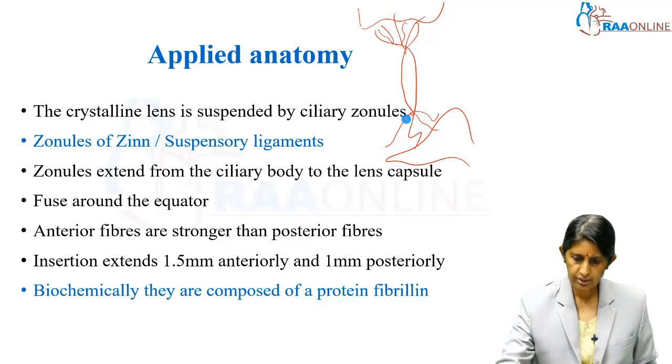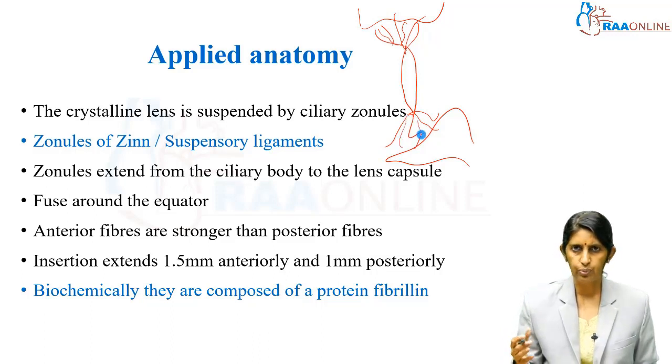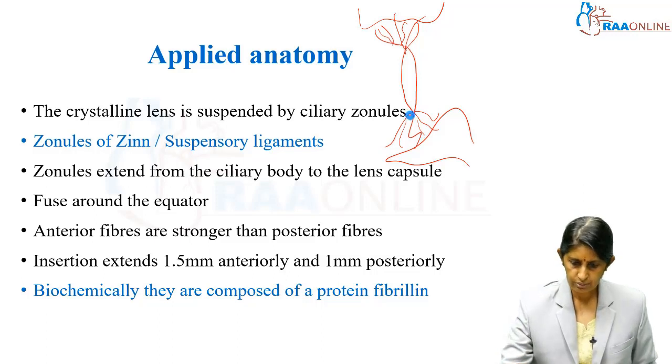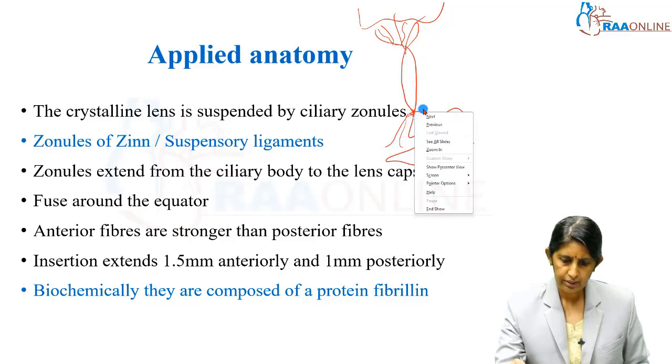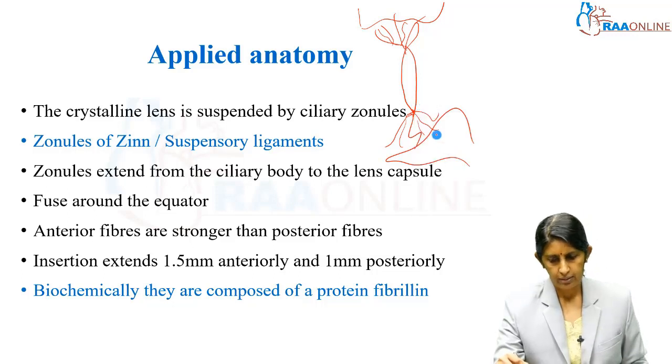So, when the zonular integrity is lost or weakened, then it is possible that a patient can develop ectopia lentis, which is the crux of our class today. These zonules are also called zonules of Zinn or suspensory ligaments, and they extend from the ciliary body to the lens capsule. This is the capsule, and it fuses at the equator. So, this is the equator, the junction of the zonules on both sides. On one side it fuses with the posterior capsule, and on the other side it fuses with the ciliary body.